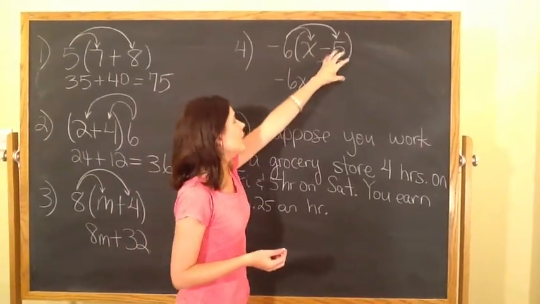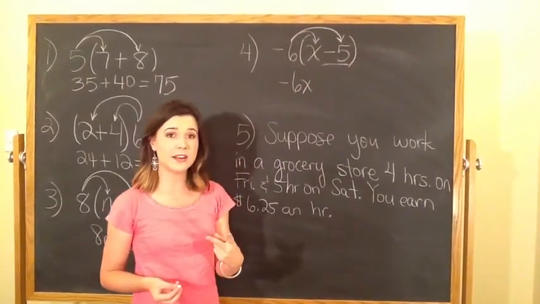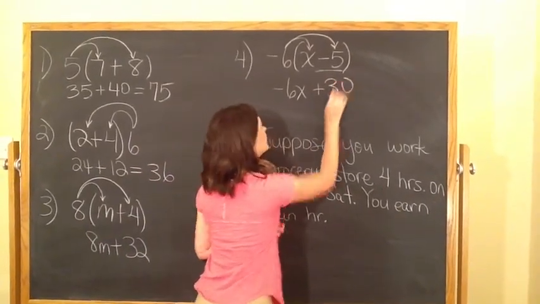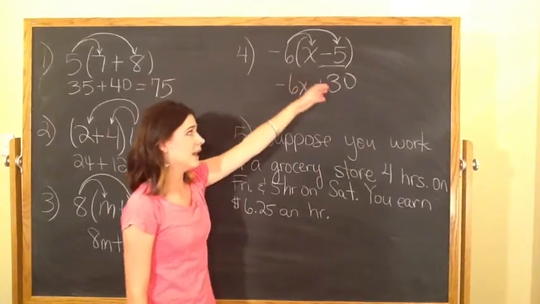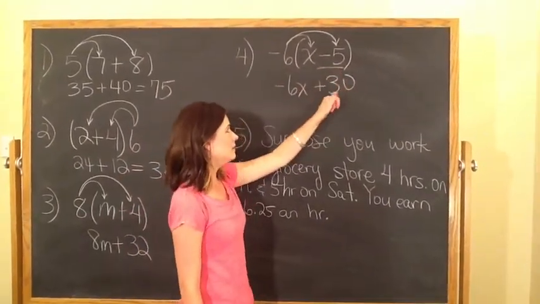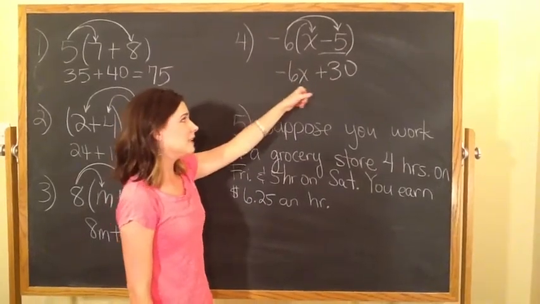So negative 5 times negative 6, we have two negatives multiplied together. So now it's going to be a plus 30. So instead of subtracting, we're now adding because we multiplied by a negative. So negative times negative equals a positive. So then we have negative 6x plus 30.